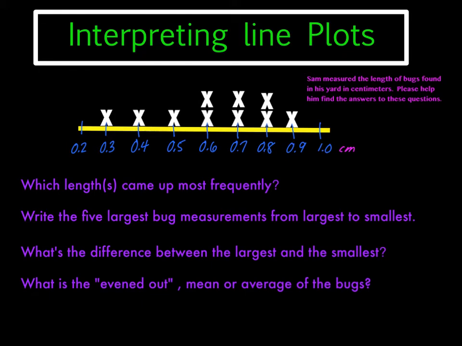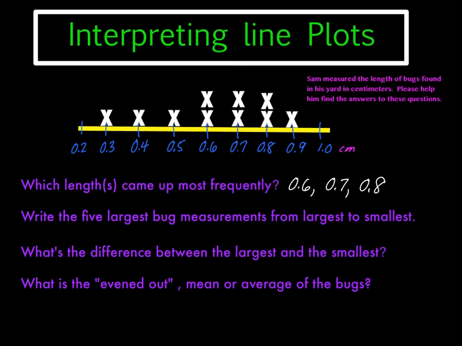So, which length or lengths came up most frequently? We actually have 3 answers. There's no tiebreaker. We just have to list all of them. So it will be 6/10, 7/10, and 8/10. If there was one that had, say, 3 X's, then that would be our winner. But in this case, I guess you could say we have 3 winners.